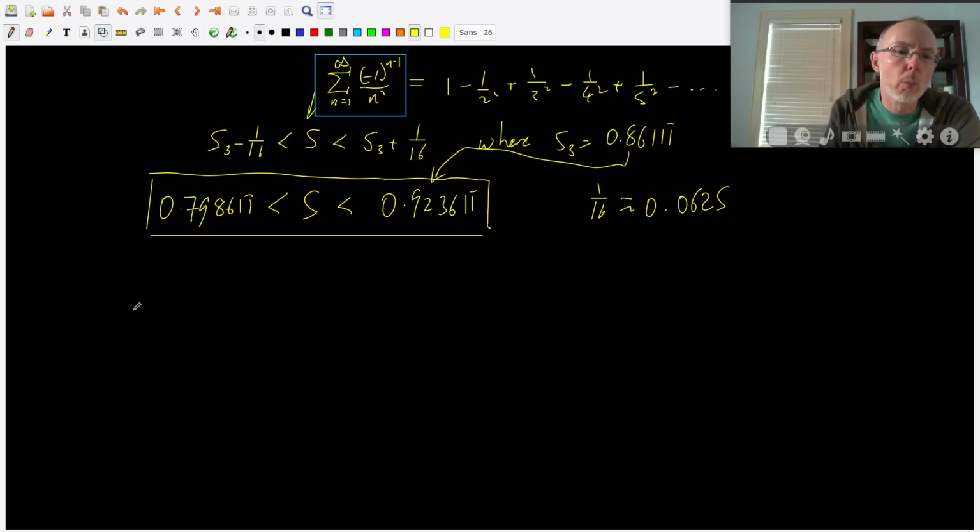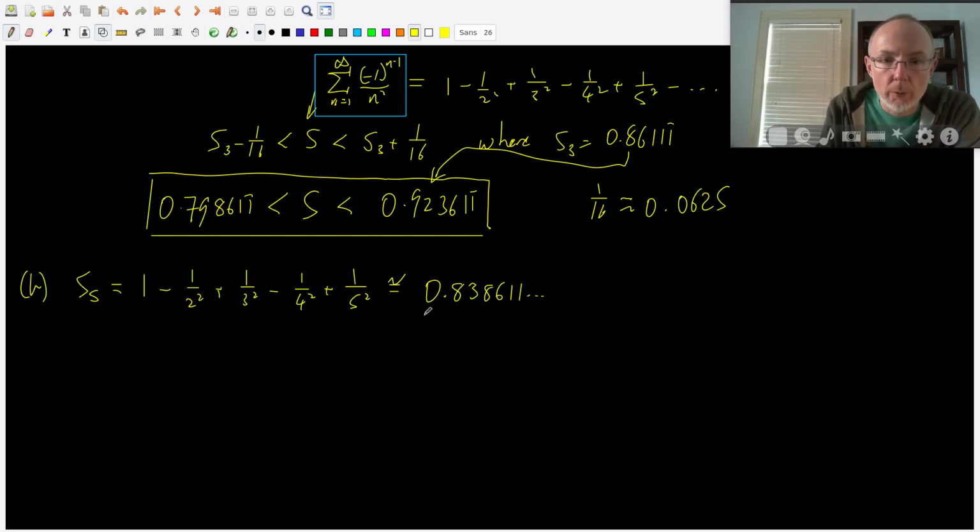But of course, we could use more than just 3 numbers. So let's do the second part, and that used, I think, 5 numbers. So we were going to use S5, which is literally the sum of the first 5 values. And when I add those up, I get something like 0.838611.